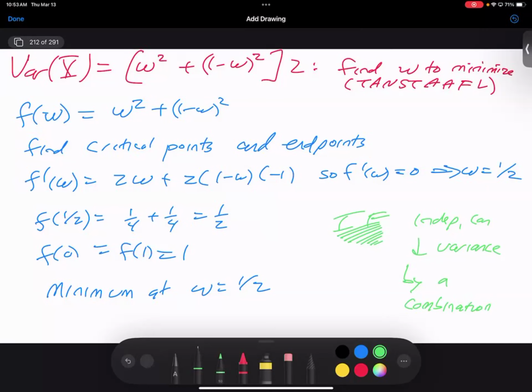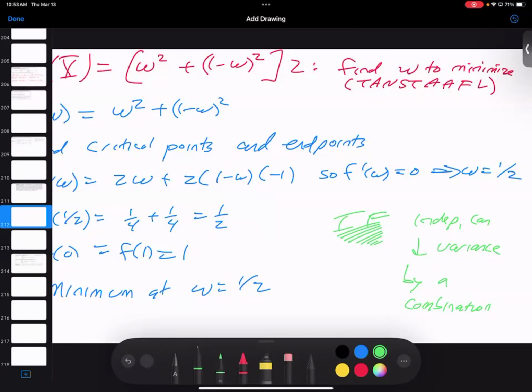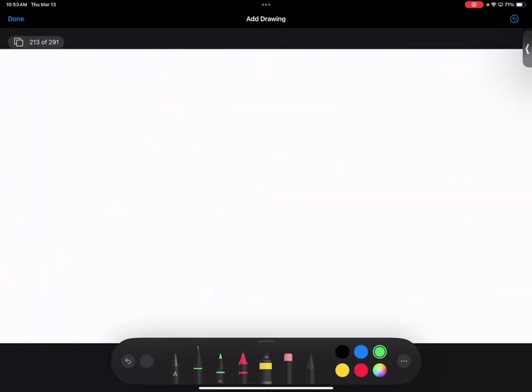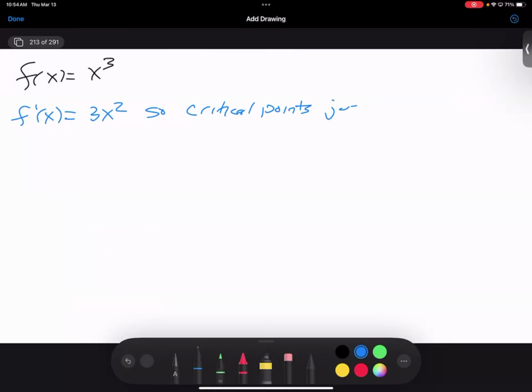I see. So I should say critical point plus endpoint then check. Correct. So you have to make sure you check all the candidates. Just because something is a candidate doesn't mean that it is realized there. So for example, if I give you f of x is x cubed, f prime of x is 3x squared, so critical points are just x equals 0.